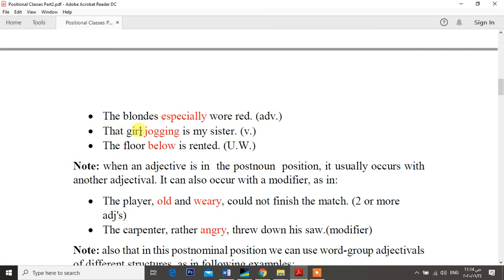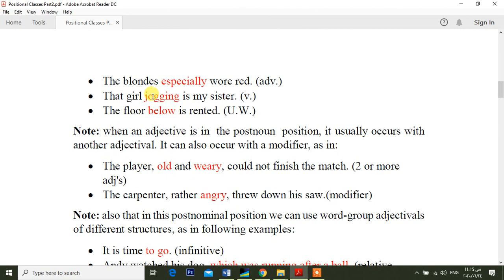The third one, that girl jogging is my sister. Jogging here is regarded as a verb and it comes after the noun, the girl. Again, this slot is an adjectival position. The floor below is rented. Below here is regarded as an inflected word and it occupies the adjectival position.